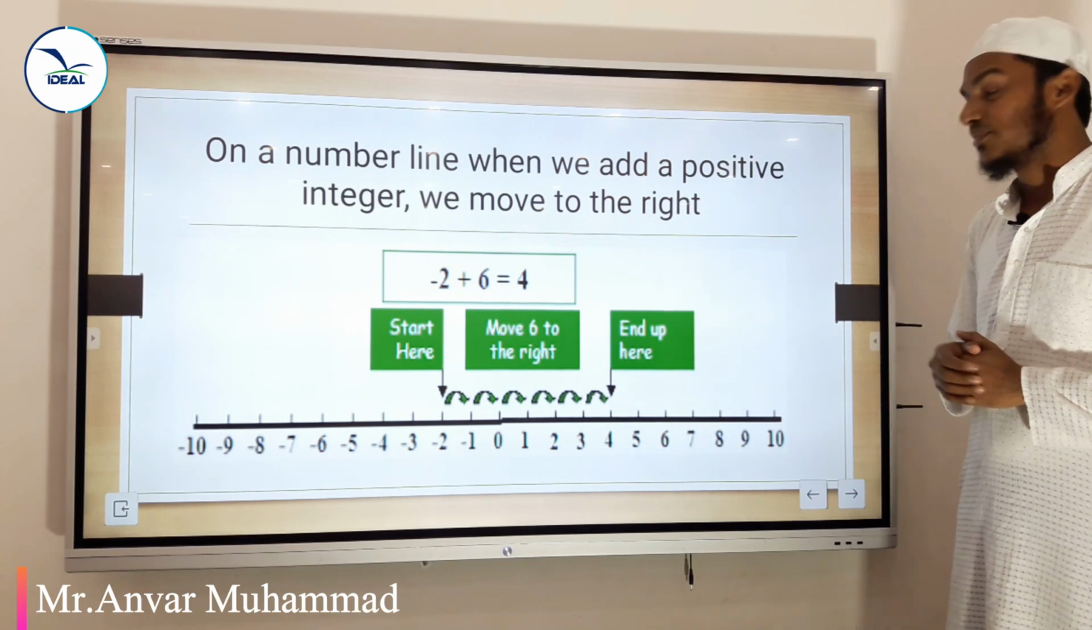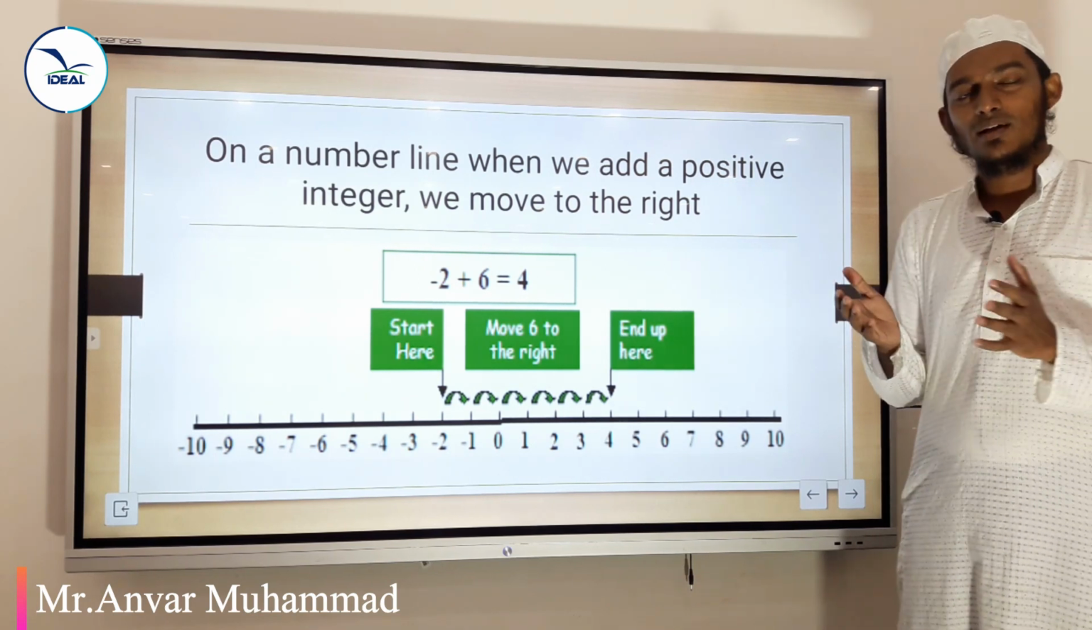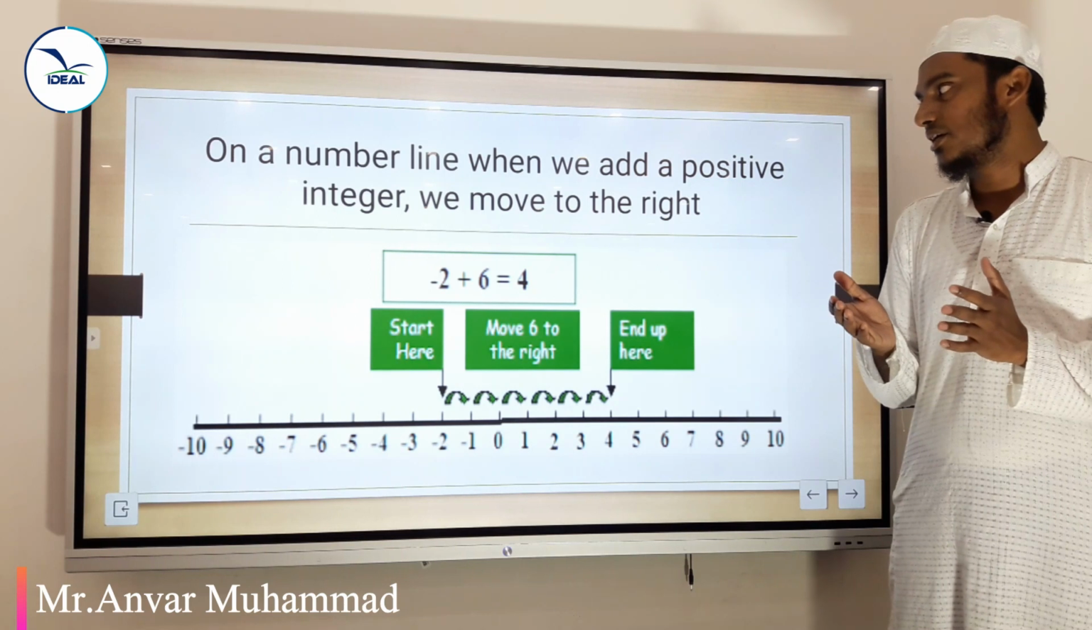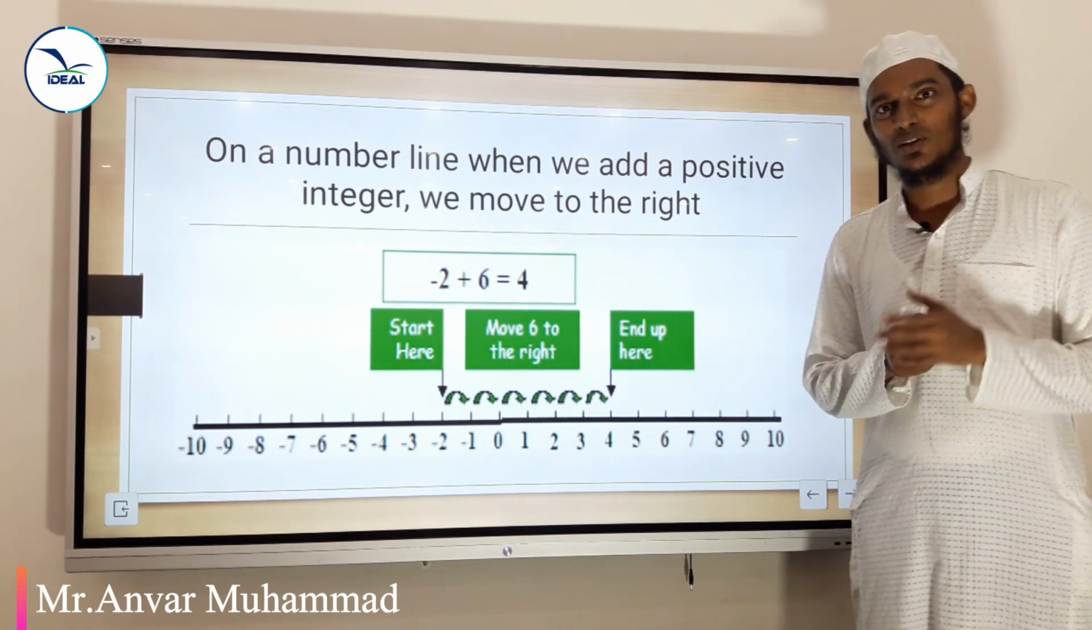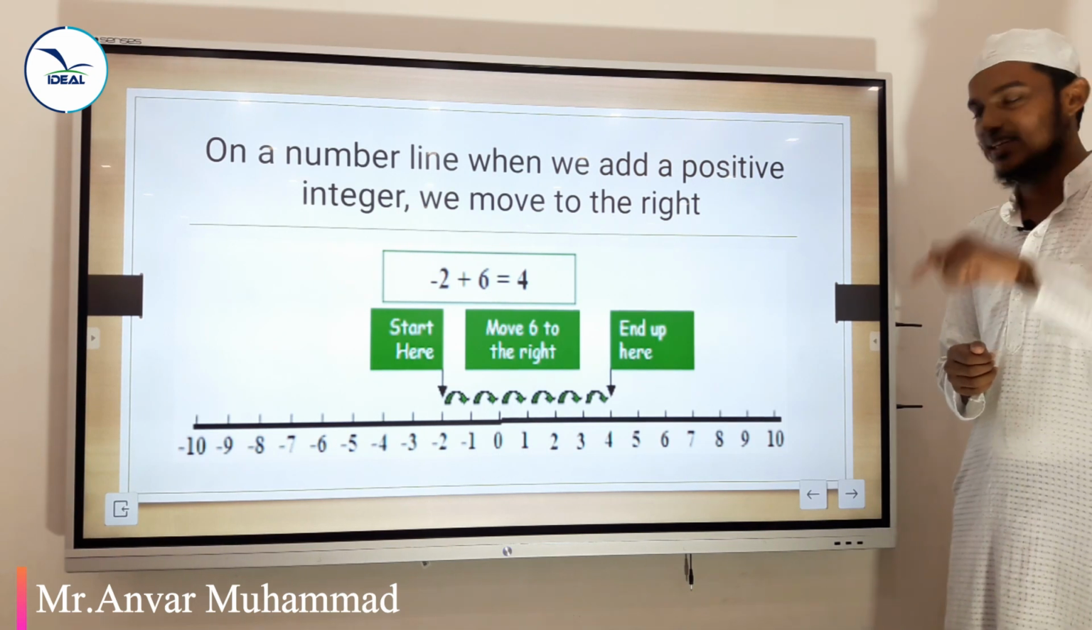So this should be very clear. On a number line, when we add a positive integer, we move to the right. I hope it's clear to you. I hope you are not getting bored. So let's move to the second one.